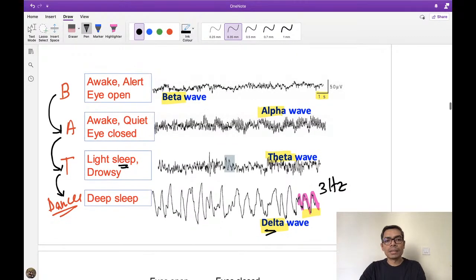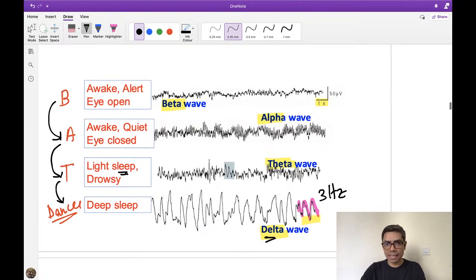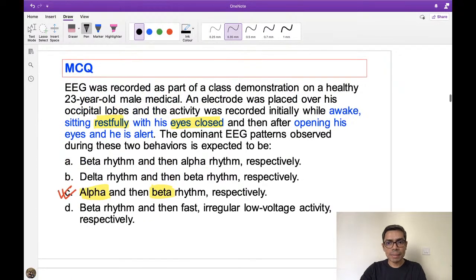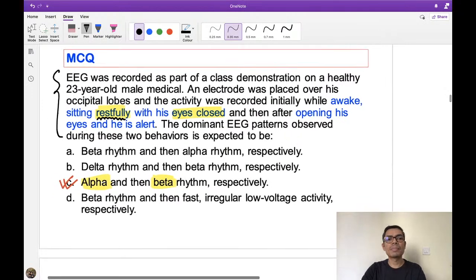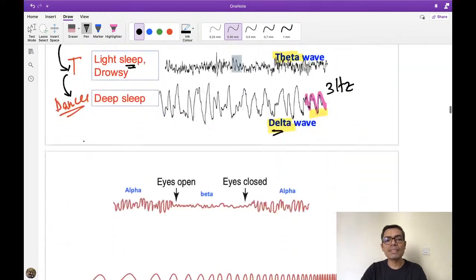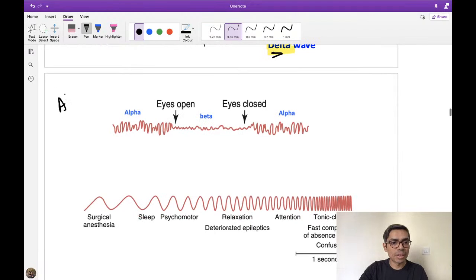But the question which has been given here is that initially the subject was awake and he was in a restful condition and his eyes were closed. Eyes closed. Restful is more important in this topic. So whenever the person's brain is resting, remember the alpha wave is there and the person is awake. This is the typical phenomenon, which is known as alpha block phenomenon. Important for your MCQ. So try to look at it.